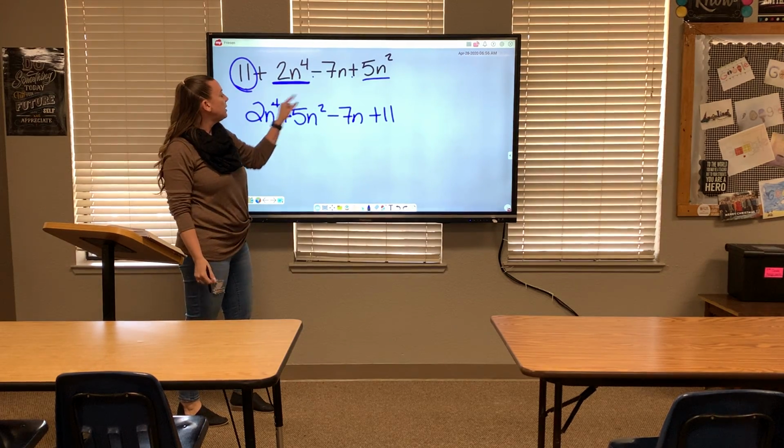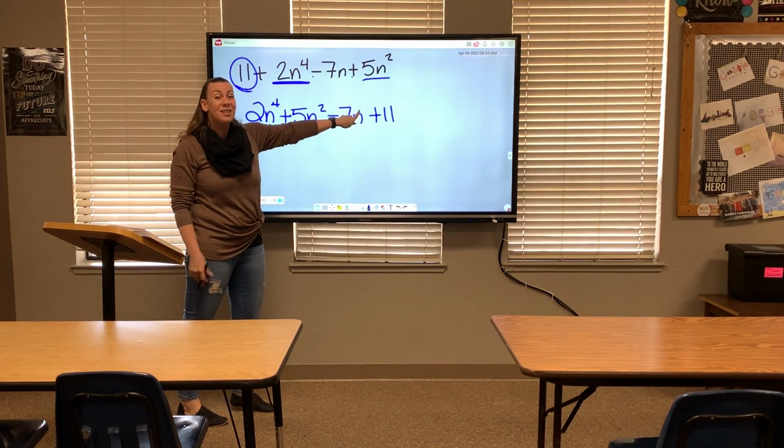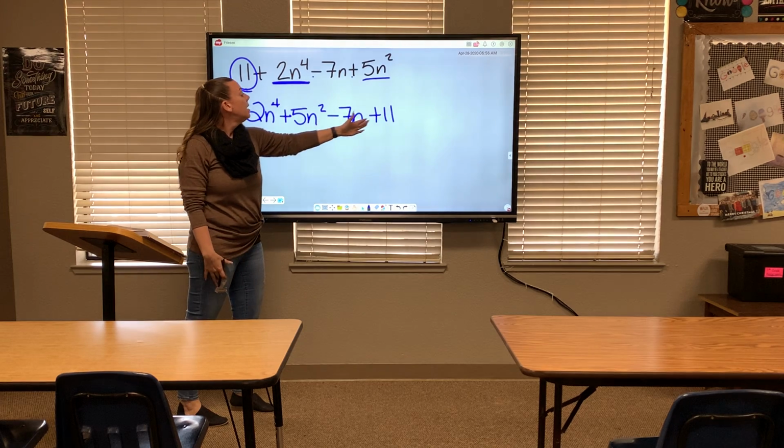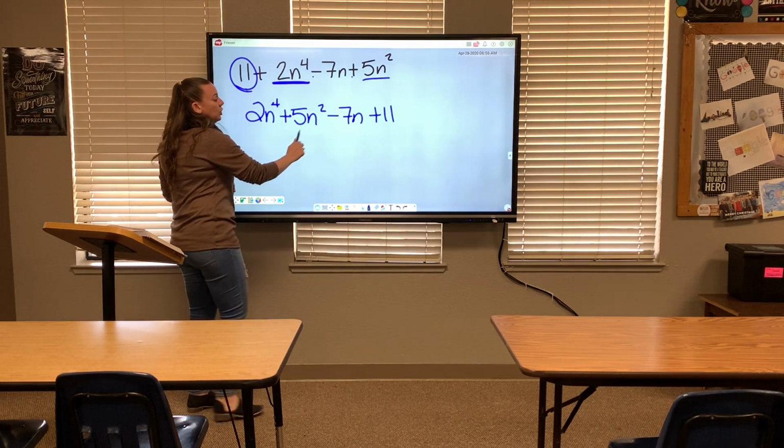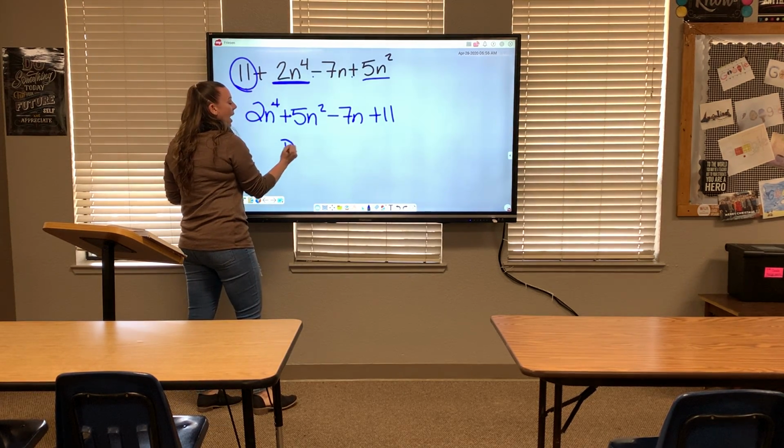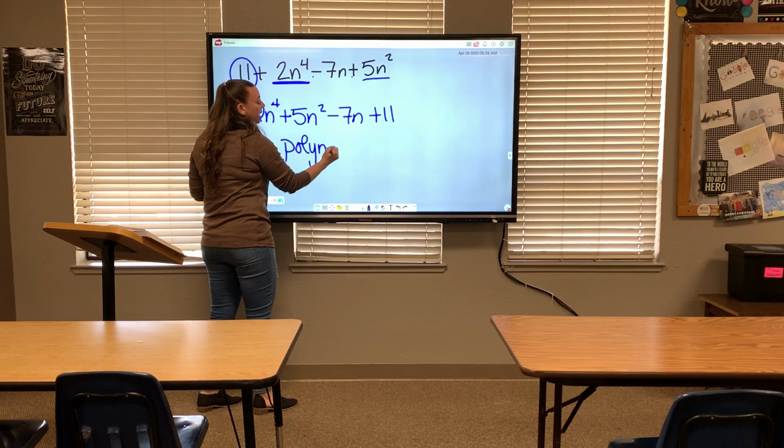I'm going to double check. Do my exponents go down? I have a 4, a 2, this one is an assumed 1, plus 11 at the end. I have 1, 2, 3, 4 terms. So I would classify this as a polynomial.